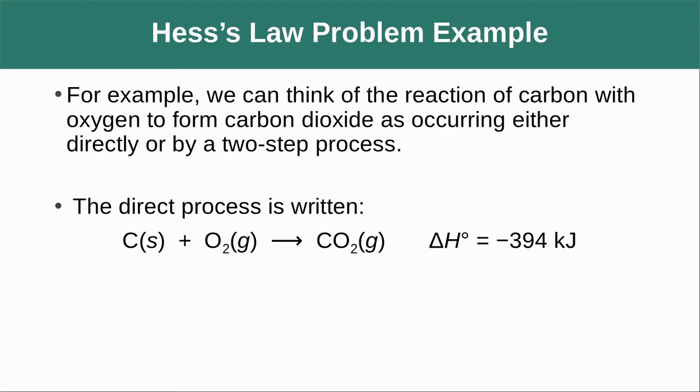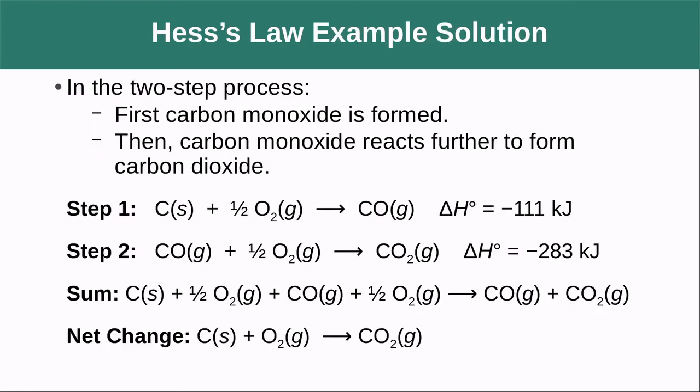We can think of the reaction of carbon with oxygen to form carbon dioxide as occurring either directly or by a two-step process. The direct process would be carbon solid plus O2 gas equals CO2 gas. We've already seen that. In the two-step process, first carbon monoxide is formed, and carbon monoxide reacts further to form carbon dioxide. So we first add one oxygen to our carbon to make carbon monoxide, and in the following step, we take that carbon monoxide, add the other oxygen, and form CO2.